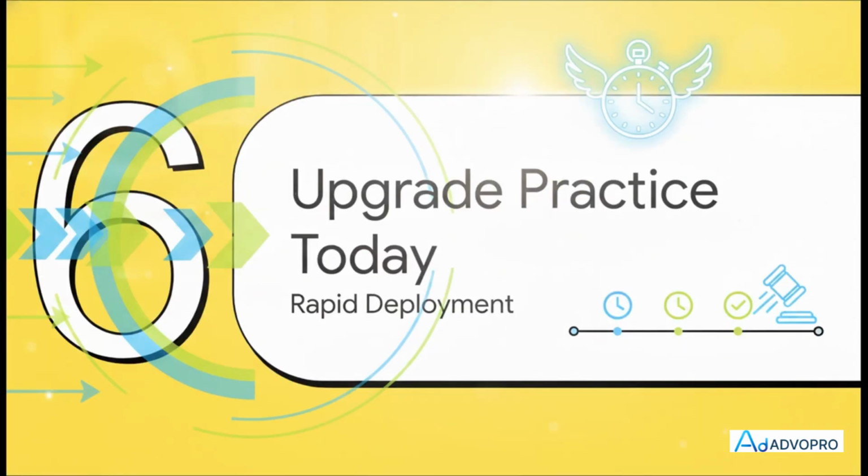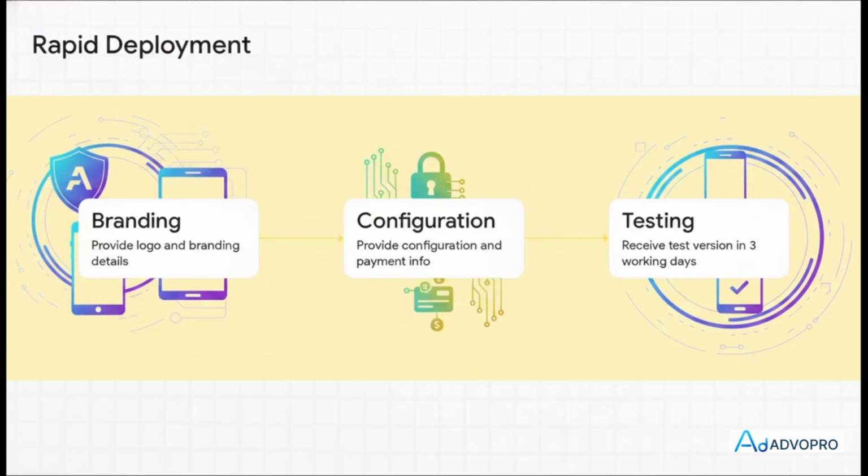Section 6. Upgrade your practice today. Let's talk about rapid deployment. You might be thinking, this sounds like a massive IT project, but the deployment process is actually remarkably fast. It's just 3 steps. Step 1. Provide your firm's logo and branding details. Step 2. Give us your basic configurations and payment gateway credentials so you can accept client fees right in the app. And Step 3. Within just 3 working days, you will receive a fully configured Android and iOS test version of your own branded app.